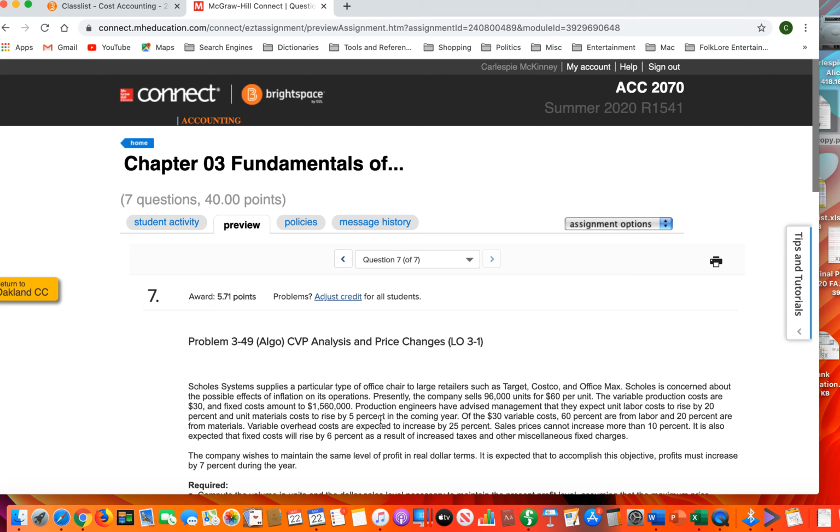Okay? And they mentioned sales can't increase by more than 10%. So at one point we're going to say it's $60. So 1.10 times 60 is $66. And your fixed costs will increase by what, 6%? So your fixed cost times 1.06 will be $1,653,000. Okay. We need all that detail to be able to answer the following questions.